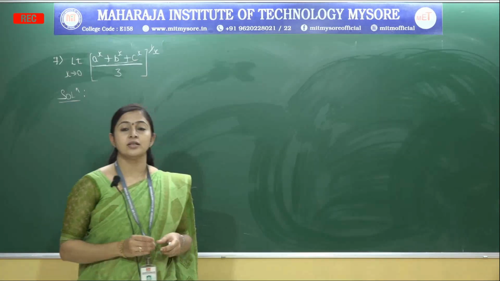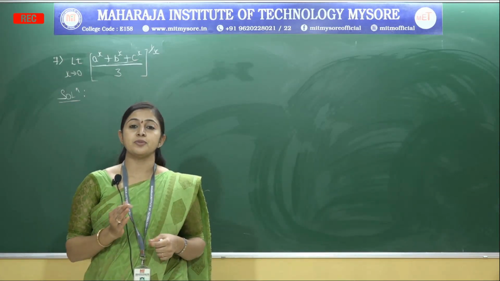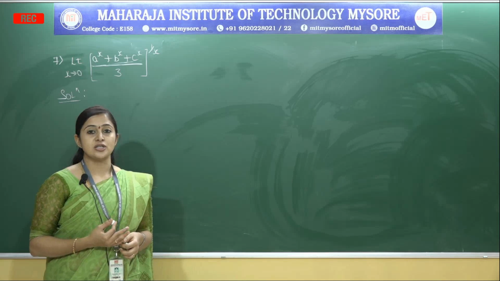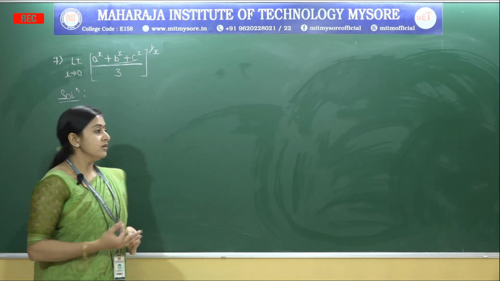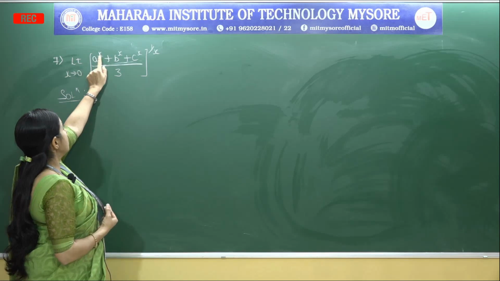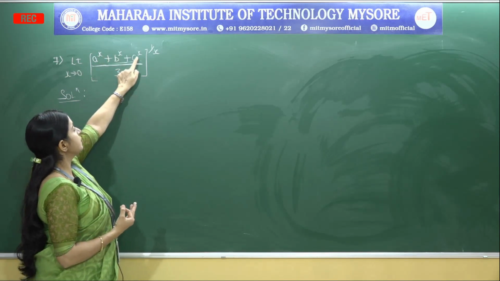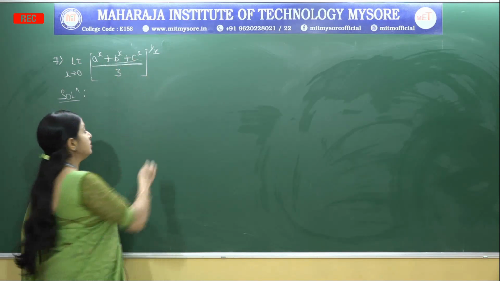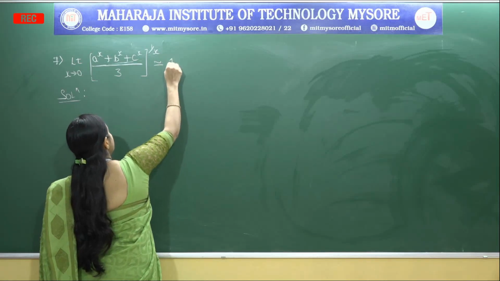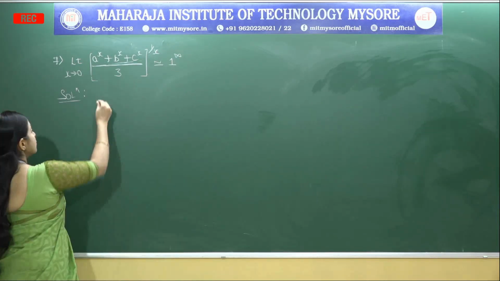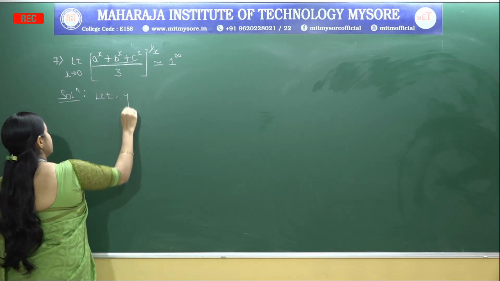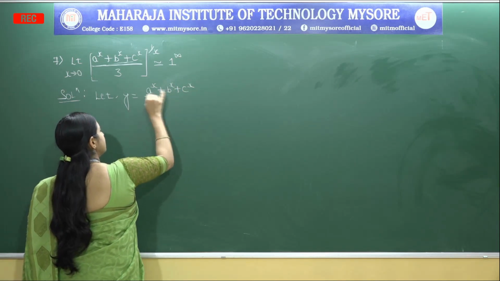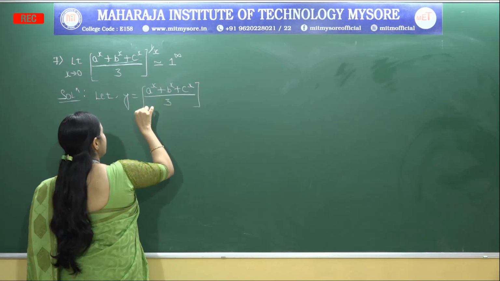This is the answer. The next problem, limit of a power x plus b power x plus c power x, denominator 3, power 1 by x as x tends to 0. First to apply the limit. So if you apply the limit as x tends to 0, a power 0 is 1, b power 0 is 1, c power 0 is 1. So 1 plus 1 plus 1 you will get the 3 that cancel with the denominator. So we will get the term as 1, then 1 by 0 is infinity. So take this term as let y equals a power x plus b power x plus c power x divided by 3 power 1 by x.